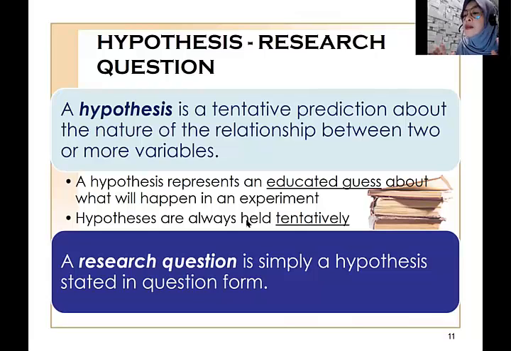Hypotheses are always held tentatively. That means it is not mandatory. But it is very helpful to have hypotheses because they help you focus in your research. A research question is simply a hypothesis stated in question form.